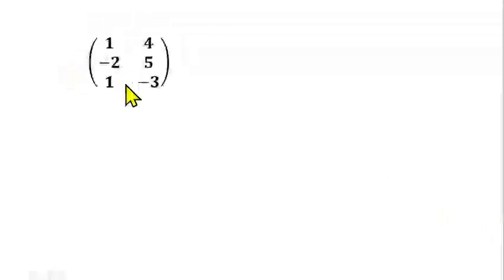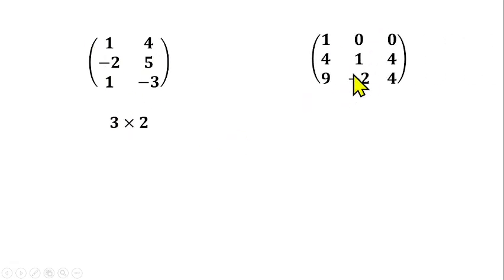So can you simply tell me the order of this matrix? Still an order of matrix. So of course by now you know the answer. The answer is 3 by 2, which is 3 rows and 2 columns. Next one, can you tell me the order of this matrix on the screen right now? Now it has 3 rows, it has 3 columns, so it is 3 by 3.